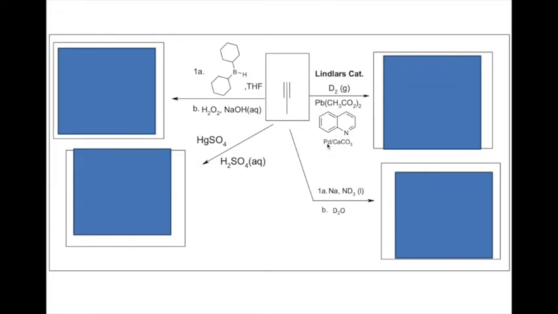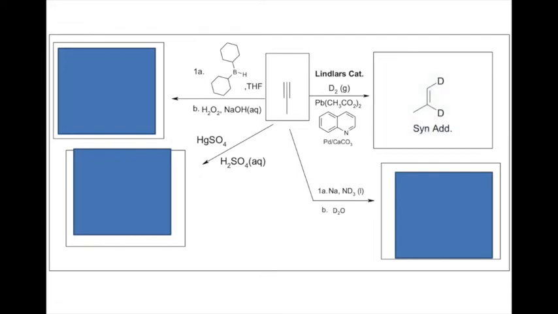So this has palladium metal on calcium carbonate, similar to palladium metal on carbon that we've talked about for alkenes. But then you add in some lead(II) acetate and quinoline, and these poison the catalyst, so it only reduces partially. And does it give syn or anti-addition? It gives syn addition. So the two deuteriums are on the same side. If it was hydrogens, they would be on the same side.